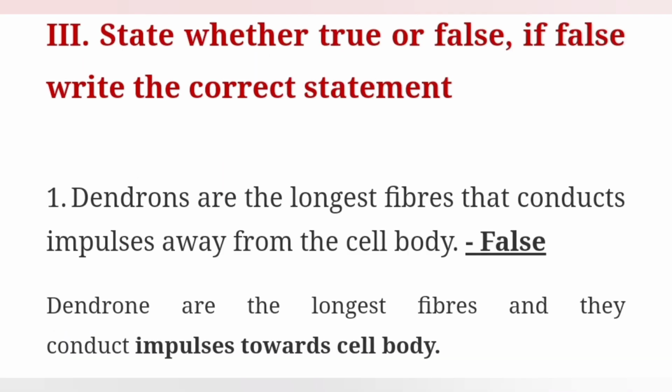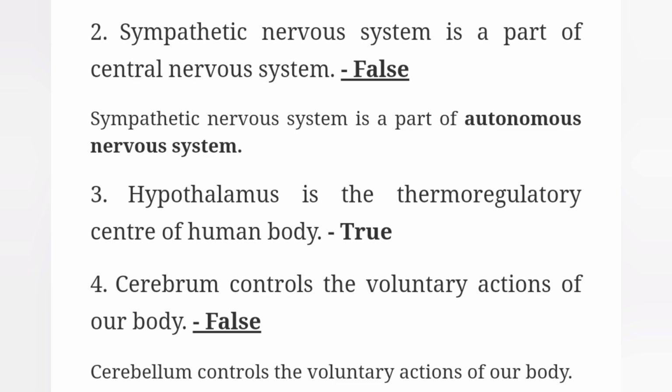Roman letter 3, state whether true or false. If false, write the correct statement. First one, dendrons are the longest fibers that conduct impulses away from the cell body. The statement is false. The correct statement, dendrons are the longest fibers and they conduct impulse towards cell body. Second one, sympathetic nervous system is a part of central nervous system. The statement is false. The correct statement, sympathetic nervous system is a part of autonomic nervous system.